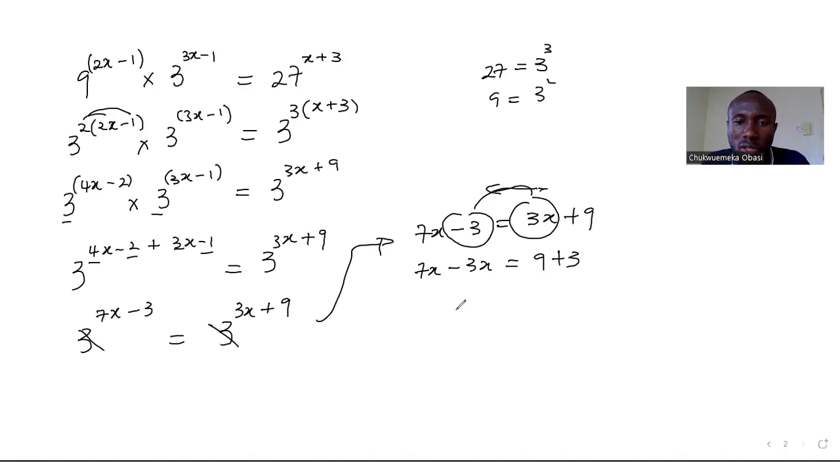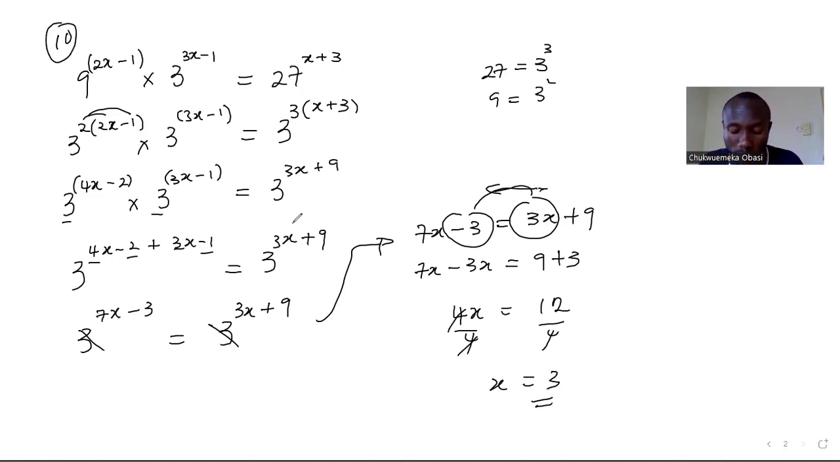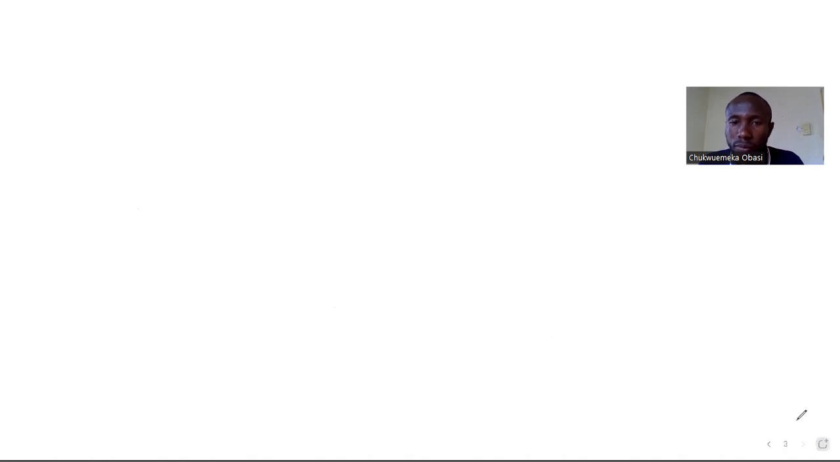So 7x minus 3x will give me 4x, and this guy should give me 12. Divide both sides by 4, so x must be equal to 3. So this is question 9 or question 10. I can't remember the question number, but that is pretty much how you can solve that problem. So let's go to the next example.